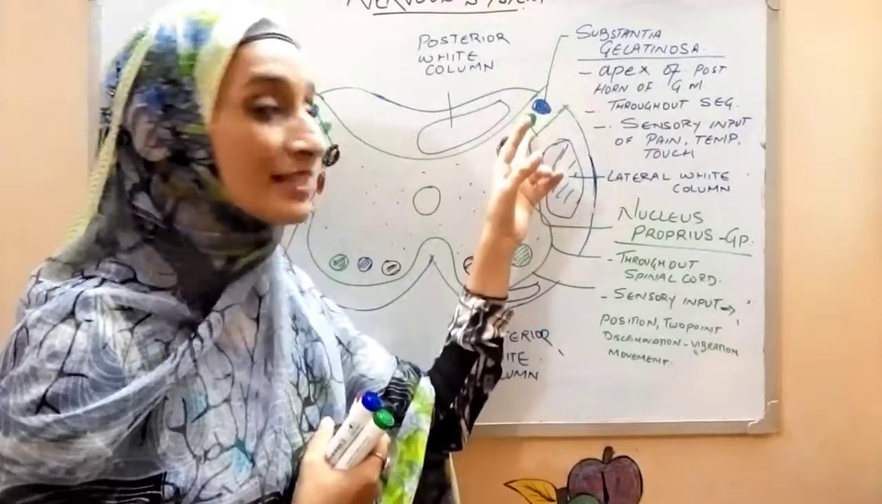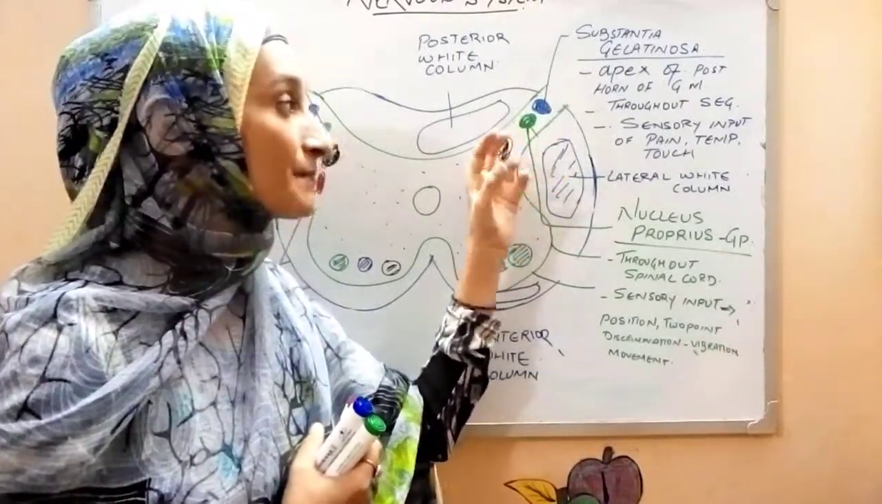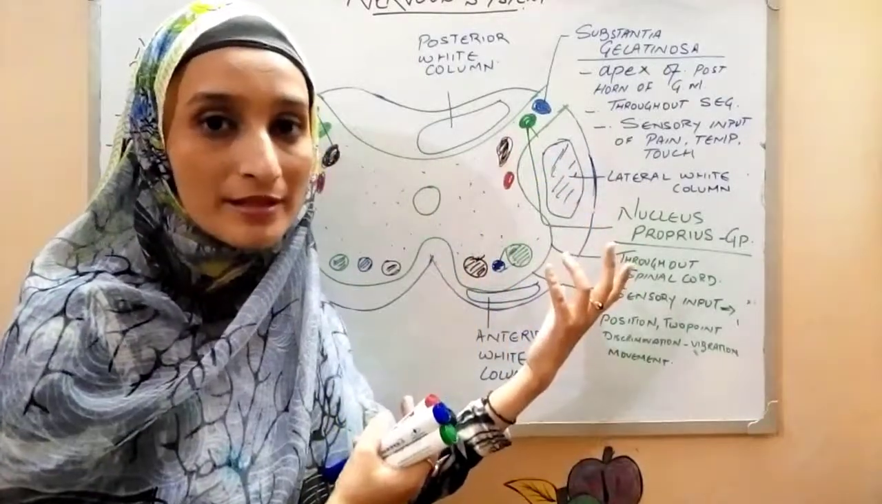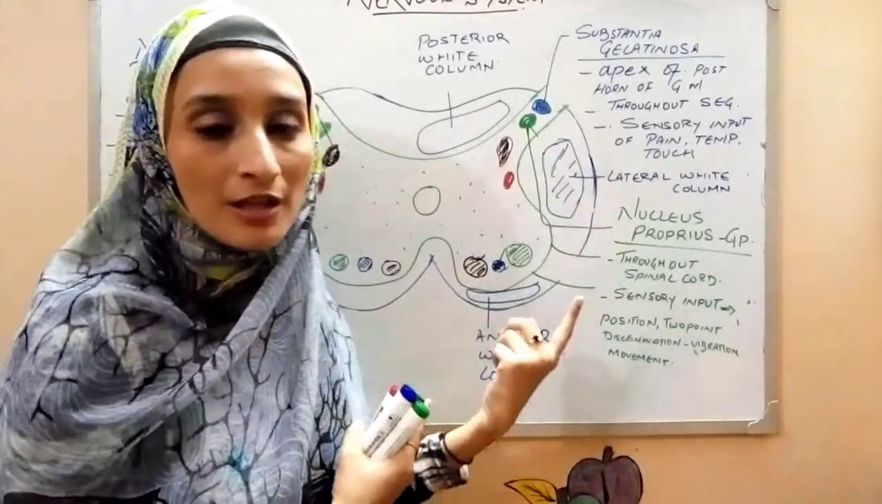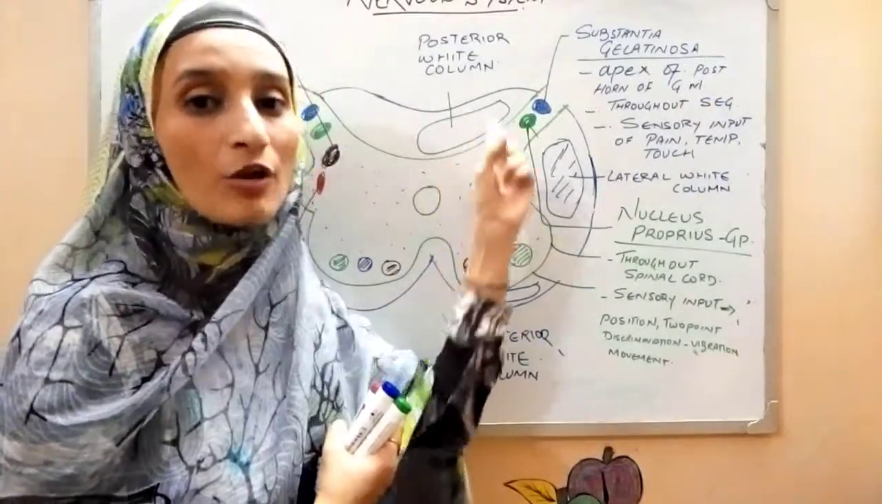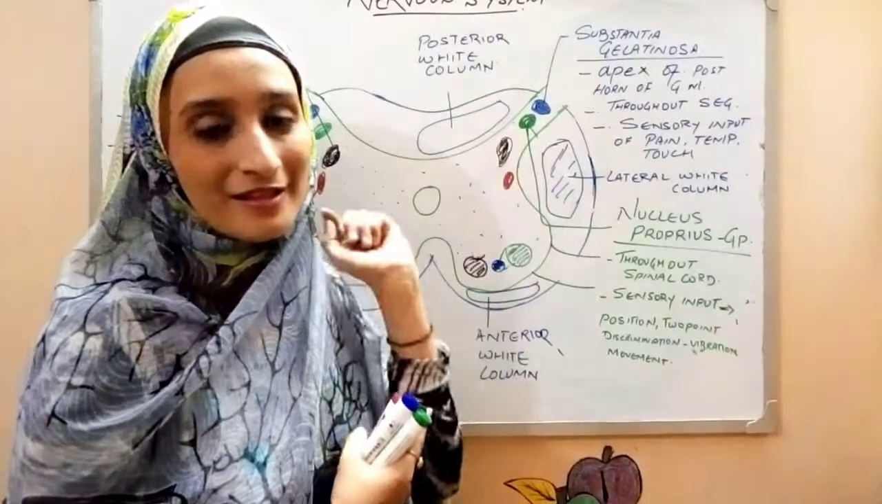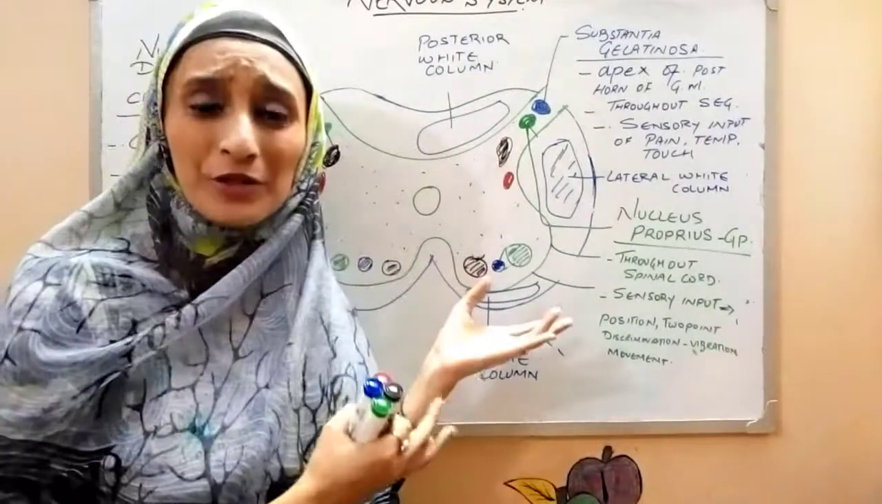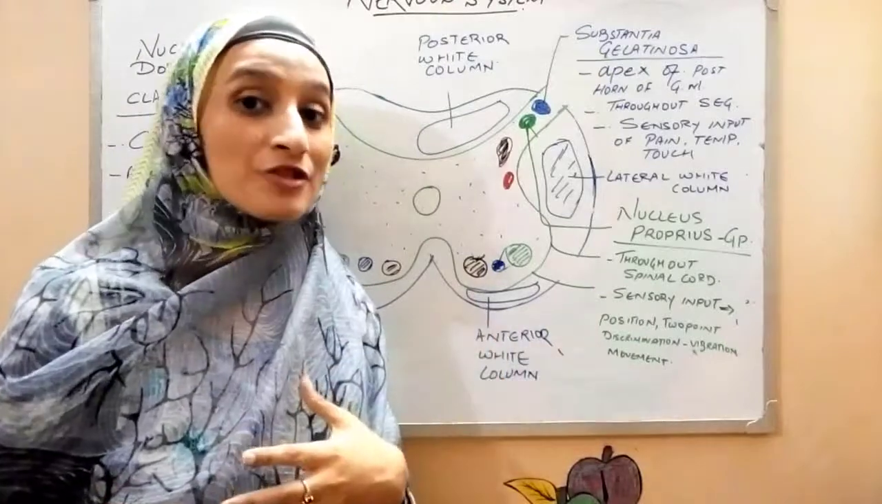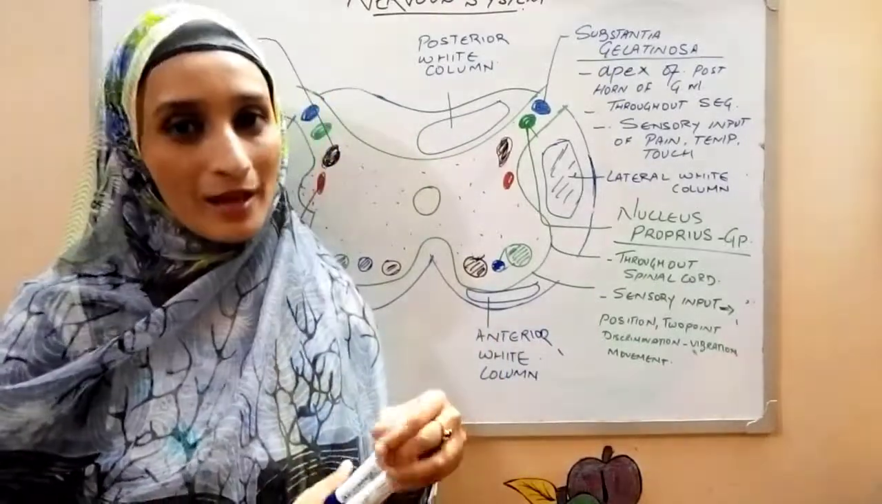They receive the sensory input, and here the specific nerve cells give rise to processes carrying that particular sensation, which is transmitted by the posterior white column towards the higher center. We're going to talk about the descending and ascending tracts in great detail in the coming lectures.